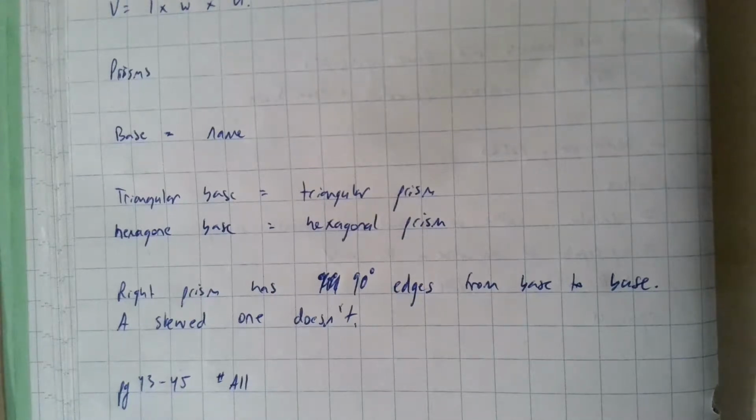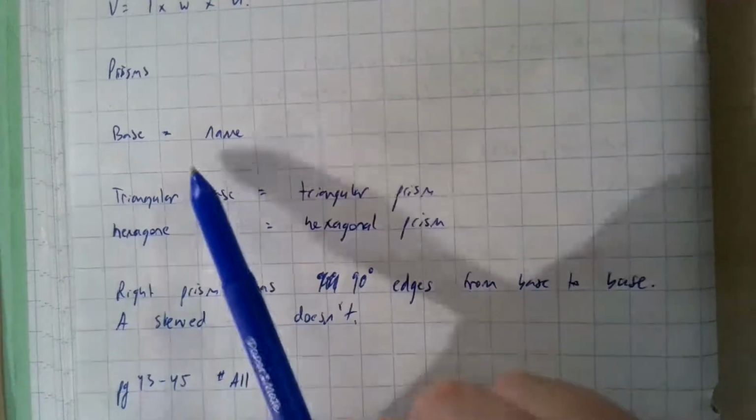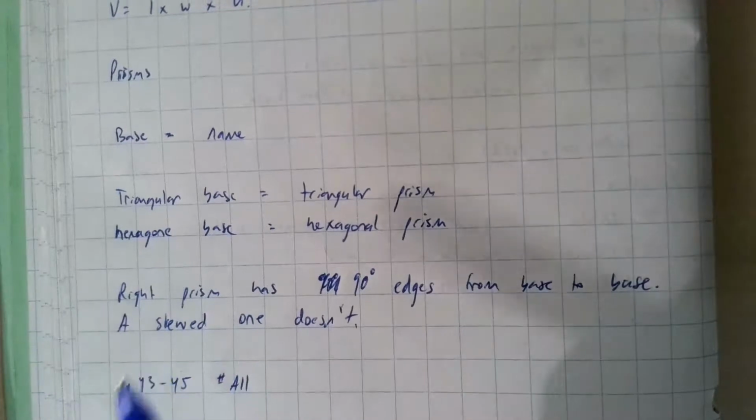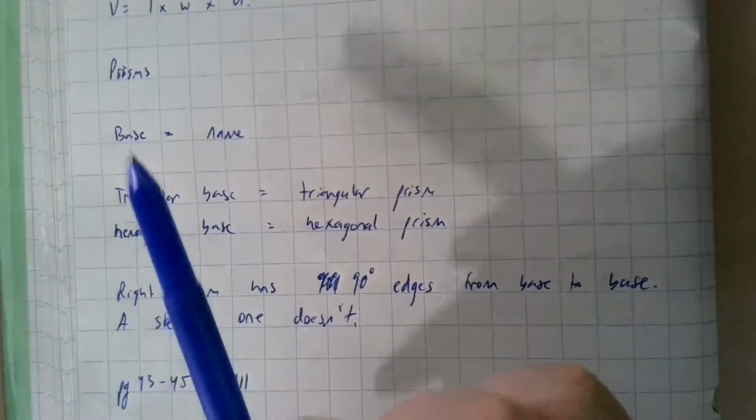We're going to run into a couple different things here. First being prism. What is a prism? It's when you have two bases that are connected by straight lines, and it creates a 3D object. How do you classify them?